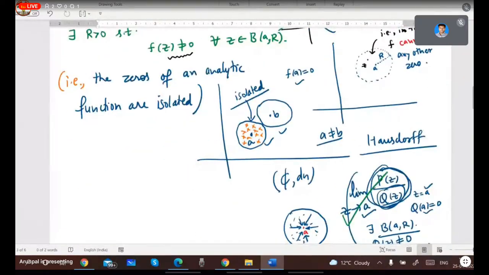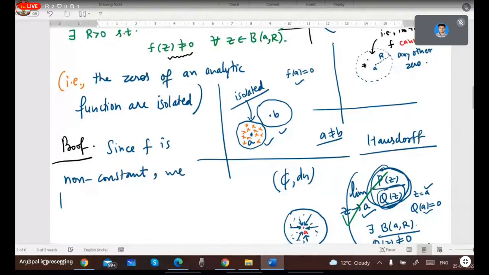Okay, class, let's look into the proof. The proof is not that difficult, but still interesting. See, class. Now since f is non-constant, we have that f can't be identically 0.